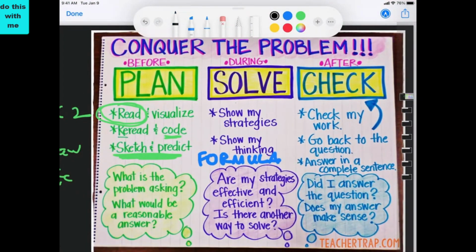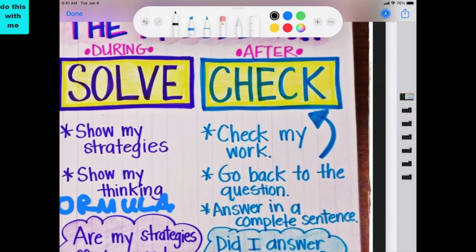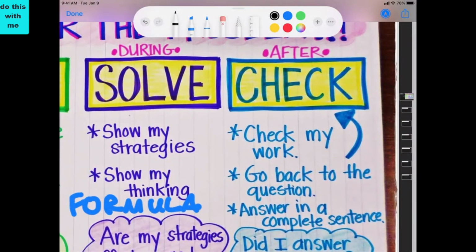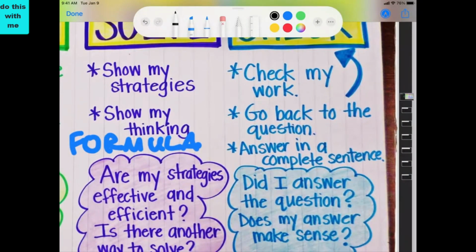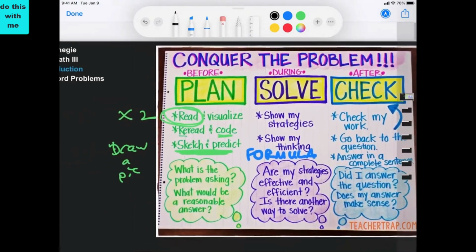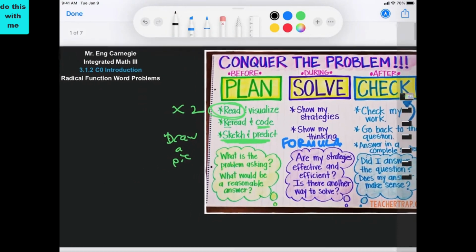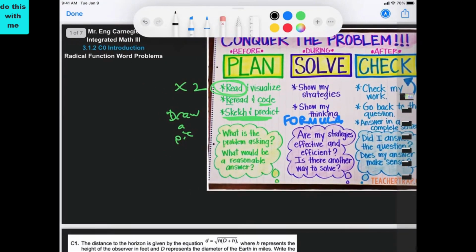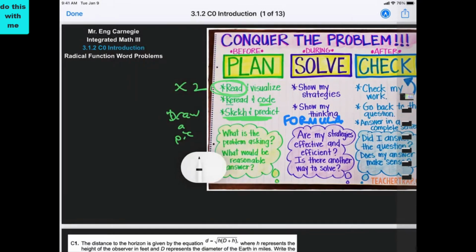Okay, and the last one, can you actually check your answer? Can you check your work, go back to the question, answer it in a clean sentence, and you can ask the question, did I answer the question? Does my answer make sense? You can also think of the units. So those are just some quick strategies, things you should be thinking about for word problems. Be patient with it, but definitely reread it, draw a picture, and write down your formula.